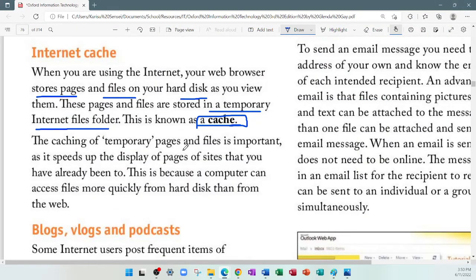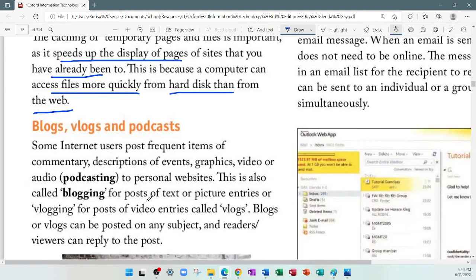Now, caching of temporary pages and files is important because it speeds up the display of pages that you have already been to. This is because the computer can access files quickly from the hard drive than from the internet. So they pull the files from the hard drive, but if it needs it from the internet, it would request it.